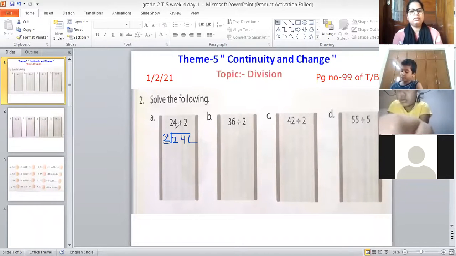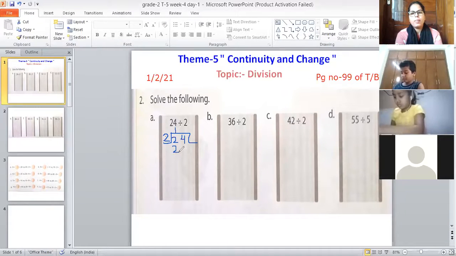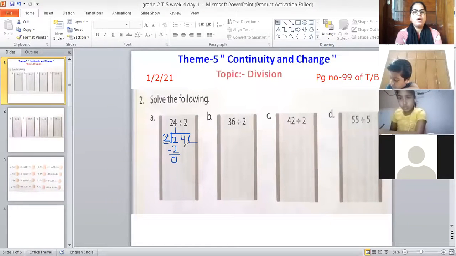Okay, Advaita? Okay, ma'am. So we will write 1 at the top and 2 down. 2 ones are 2, and we will put a minus sign beside this second 2, and then we will draw a line here. And 2 minus 2 is how much, Advaita? 0, ma'am. Very good. So we will write 0 here. Now we will draw an arrow and copy this 4 beside this 0.